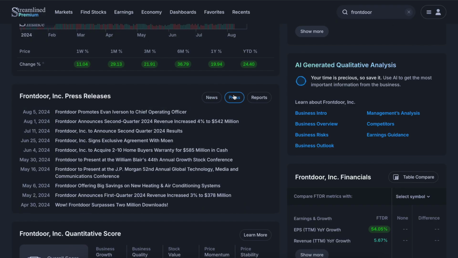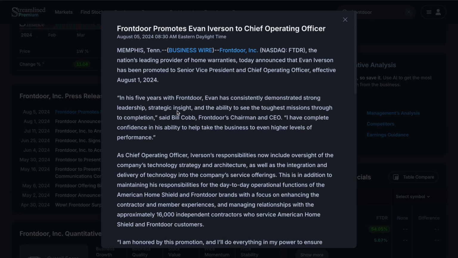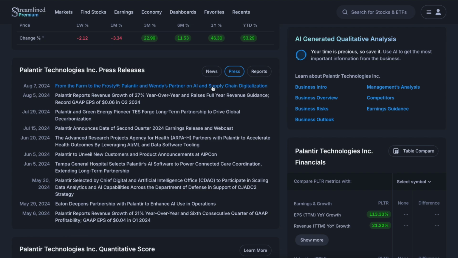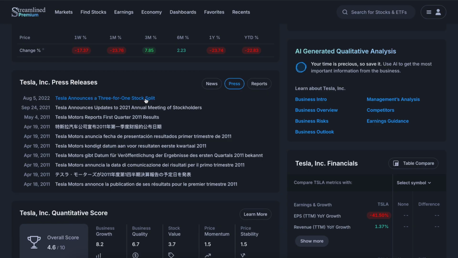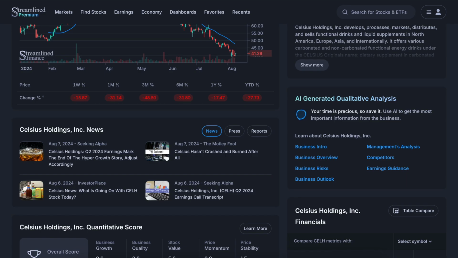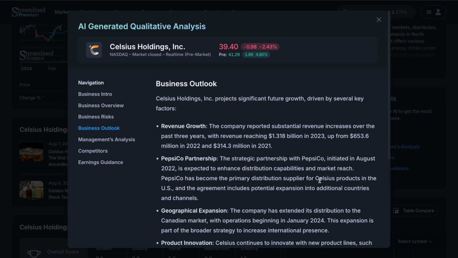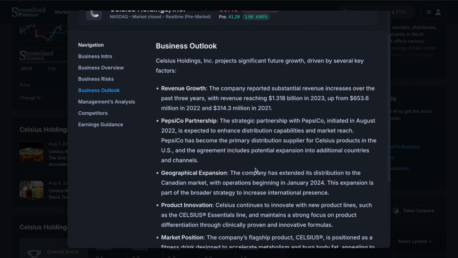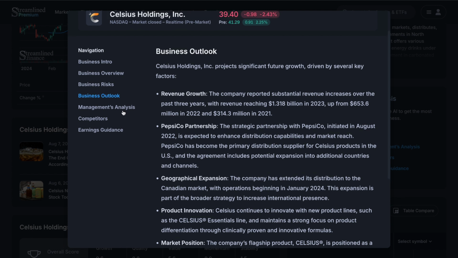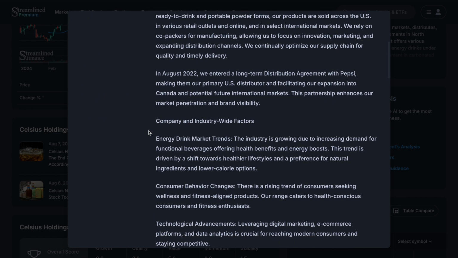In press releases, we can also be aware of a change in leadership, of new partnerships, and of stock splits. We can also use AI to see its generated qualitative analysis reports. For example, here in Celsius Business Outlook, we can understand that it's using PepsiCo's network for distribution. And we can also get the analysis of management.